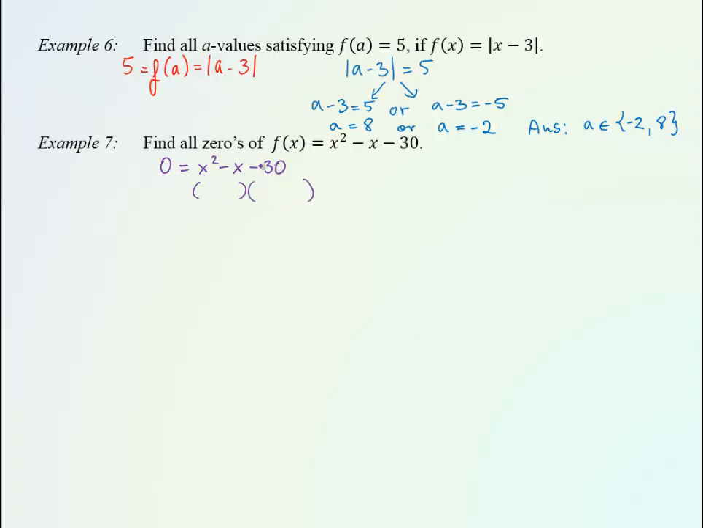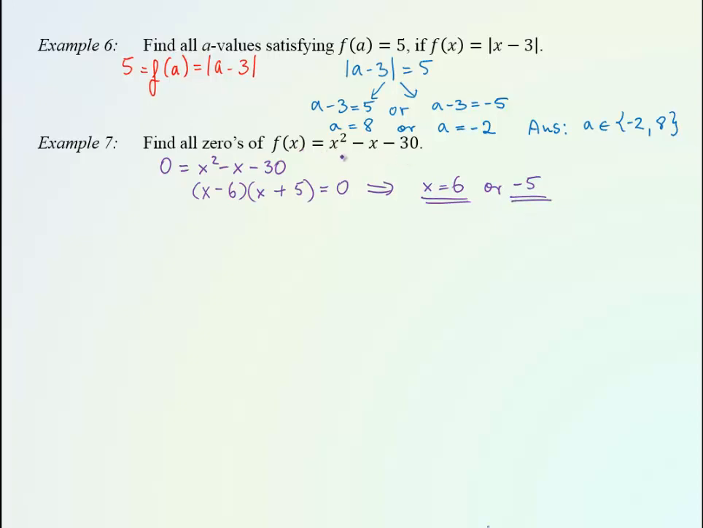The product is 30, the difference is 1, so it must be 6 and 5. And the larger number takes the middle sign, so it's -6 plus 5. Since this is equal to 0, we have either x is 6 or x is -5. Those are the two possible roots of function f.